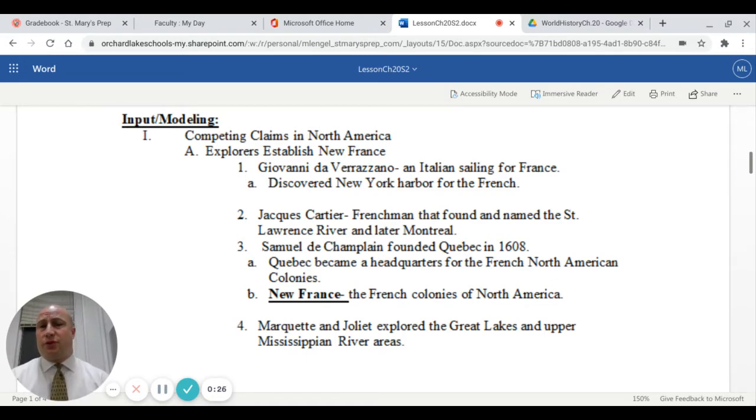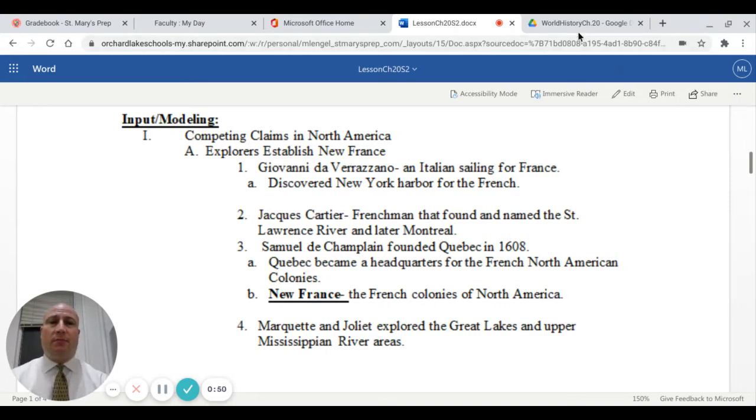Starting with the French, establishing what was called New France, you had an explorer named Giovanni di Verrazzano. He was an Italian, but he sailed for the French, and he discovered New York Harbor, so started to make some claims there for the French. Then you have Jacques Cartier, also a Frenchman. He named the St. Lawrence River and then later Montreal.